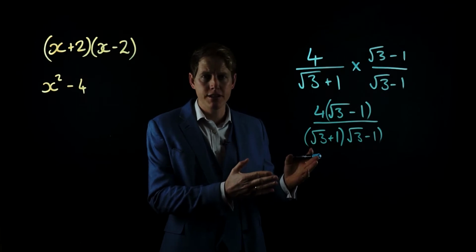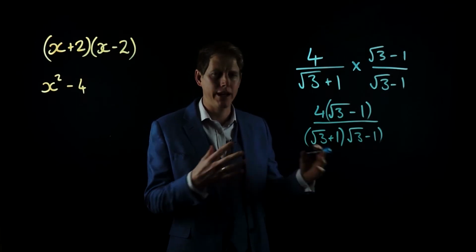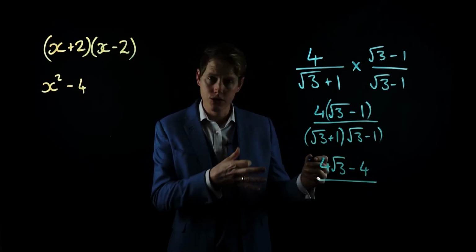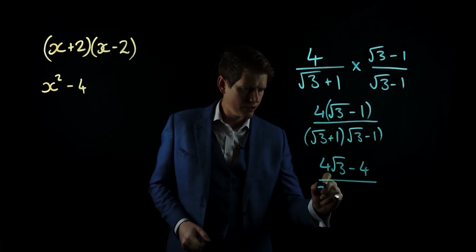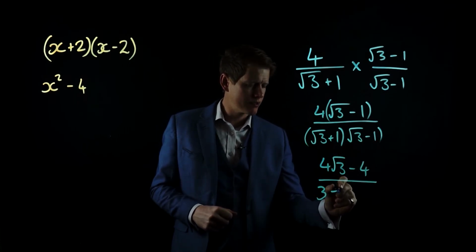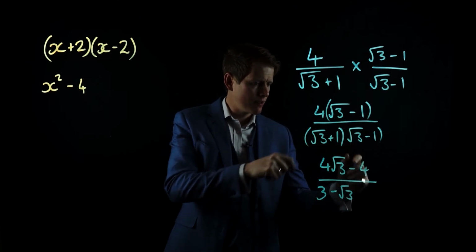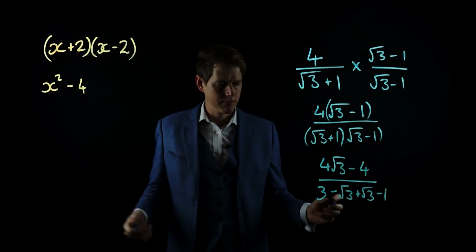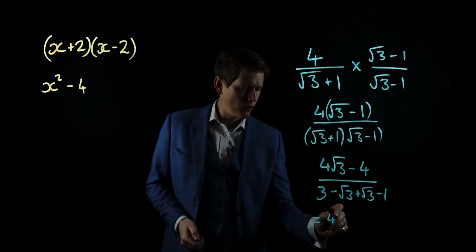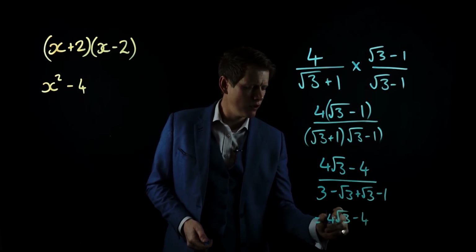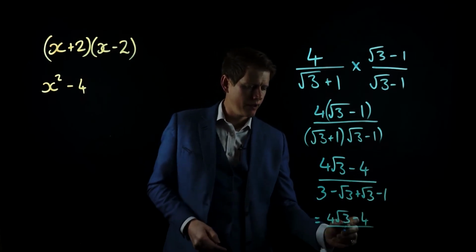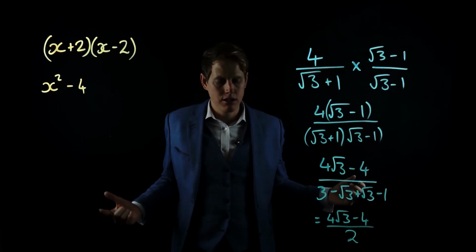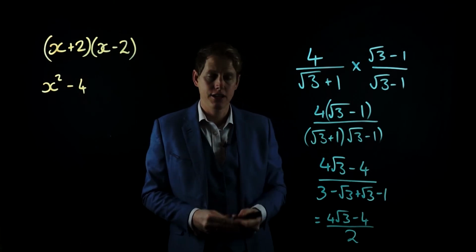Okay, now to solve this part, we just need to be confident in how we expand brackets. If you're not confident, go check out the video. We're going to talk through this part. Firsts, 3, outers, minus root of 3, inners, plus root of 3, and lasts, minus 1. We should be able to simplify that now. 4 root 3 minus 4 over 3 take away 1 is 2, and negative root 3 plus root 3 is 0.